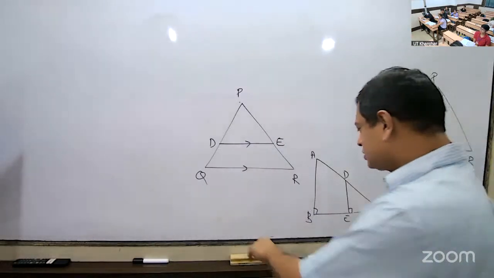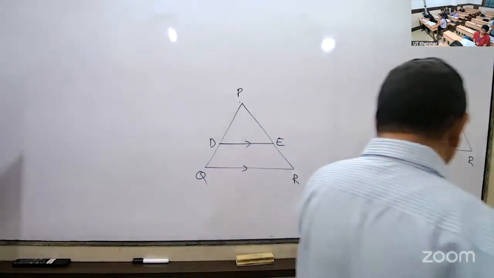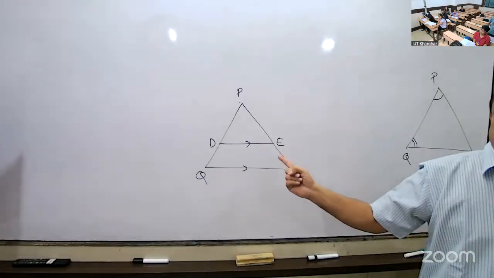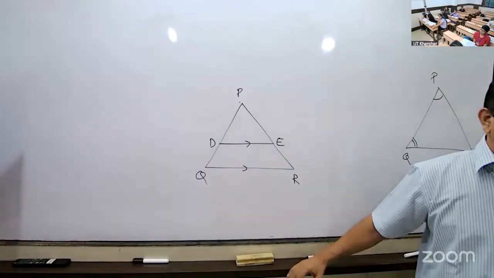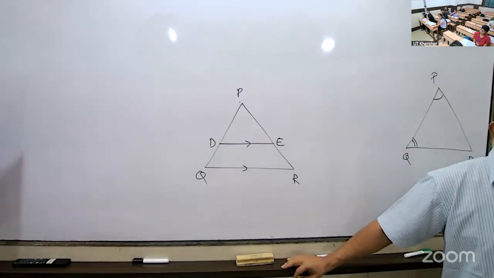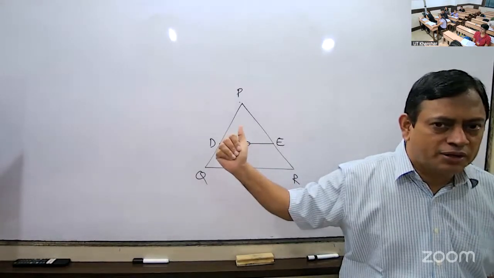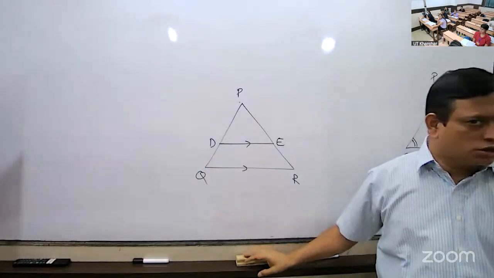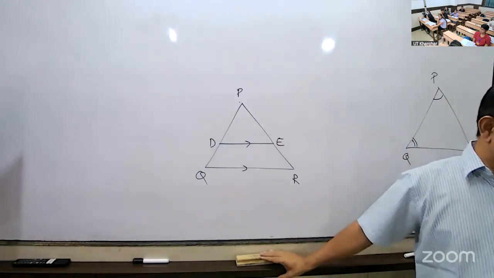Now, next. We proved these two triangles are similar now. Which two triangles are similar? PDE and PQR. All of you listen. Tell the ratio of the sides. PD by DQ. PD by PQ. We are not talking PPT. Understood or not? Why I am making you tell me the PPT is different.